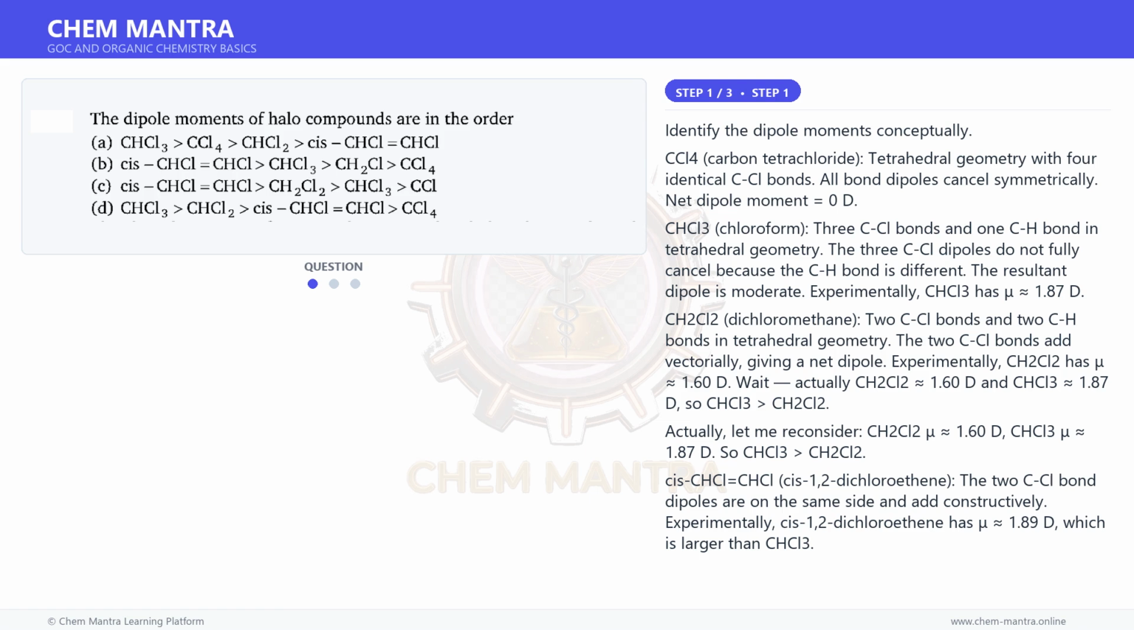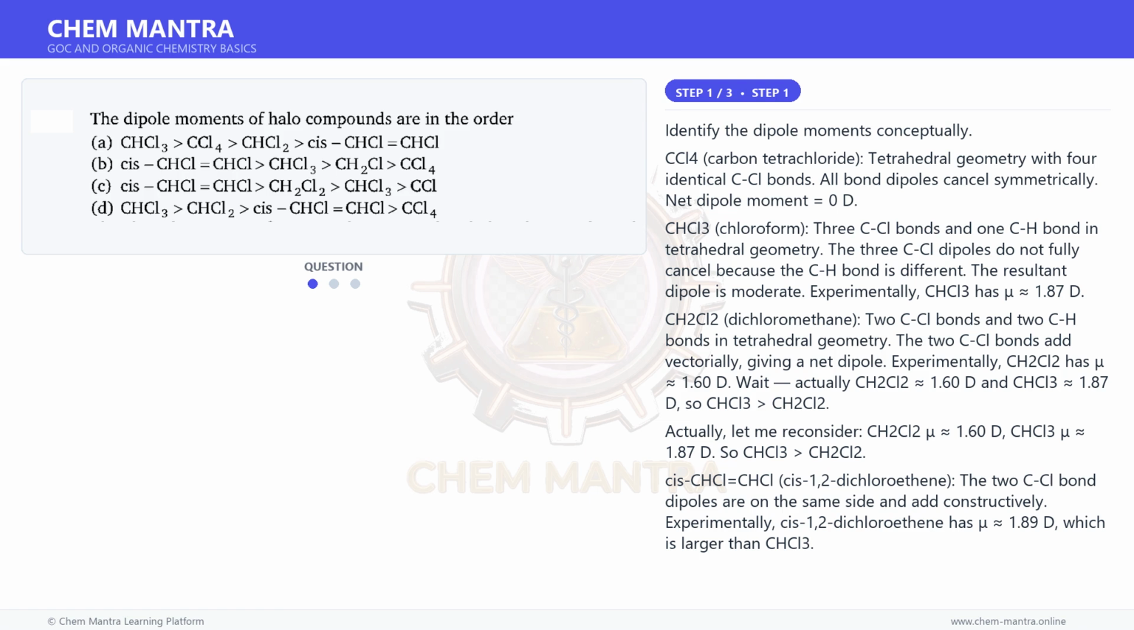Experimentally, CHCl3 has mu 1.87 D. CH2Cl2, dichloromethane: 2 C-Cl bonds and 2 C-H bonds in tetrahedral geometry. The 2 C-Cl bonds add vectorially, giving a net dipole. Experimentally, CH2Cl2 has mu 1.60 D. Actually, let me reconsider: CH2Cl2 mu 1.60 D, CHCl3 mu 1.87 D.